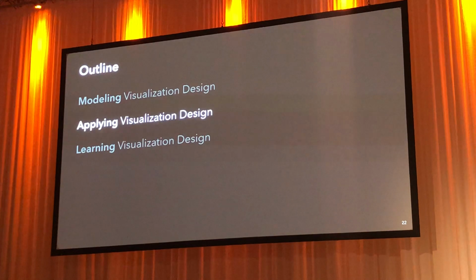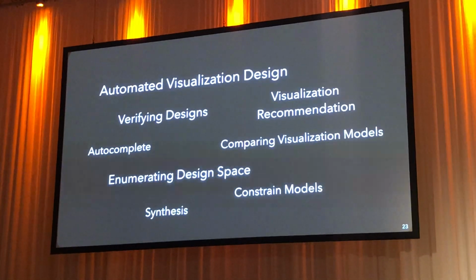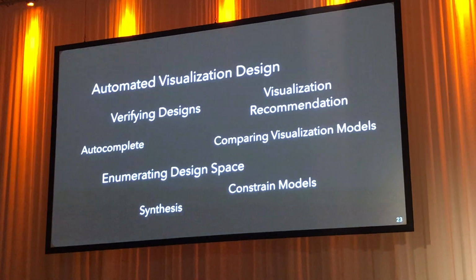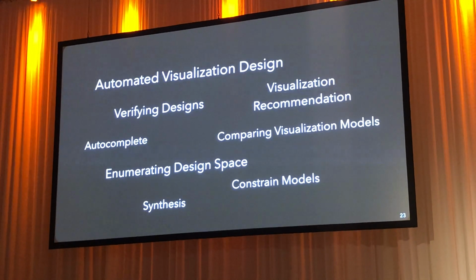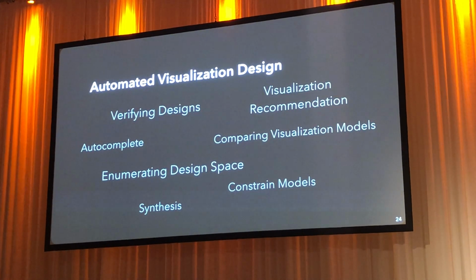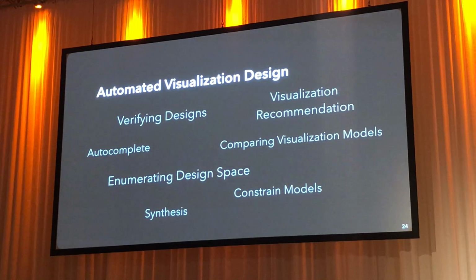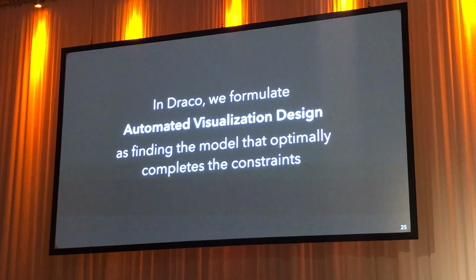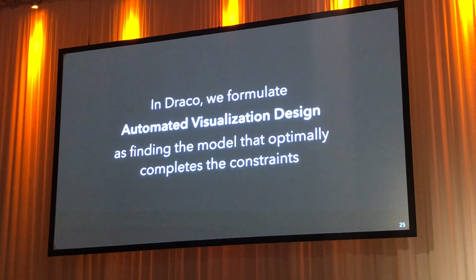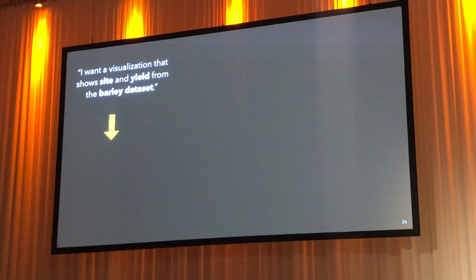So what do we do with this? There's actually a bunch of things we believe we can do with having this formal representation of knowledge and visualizations. You could recommend visualizations, compare models, enumerate design spaces, but in particular the one I want to talk about here is automated visualization design. And the way we formulate it in Draco is that we model automated visualization design as finding a model that optimally completes the constraints.